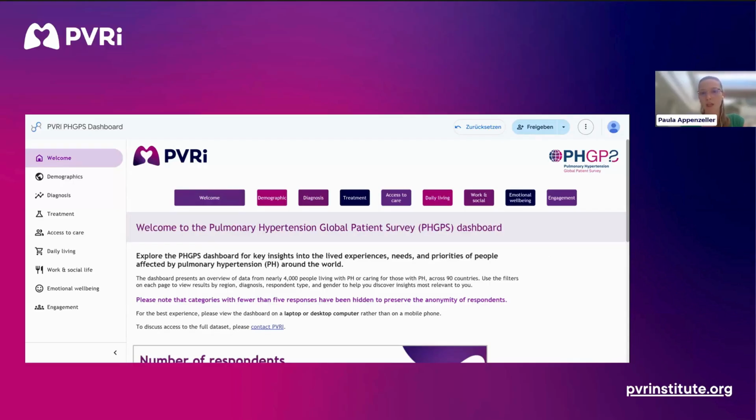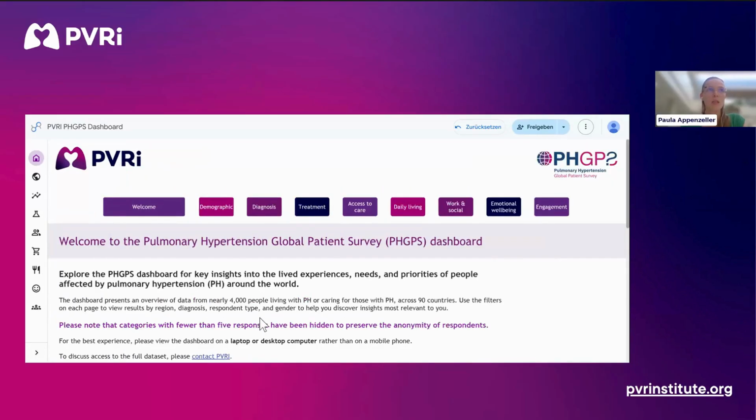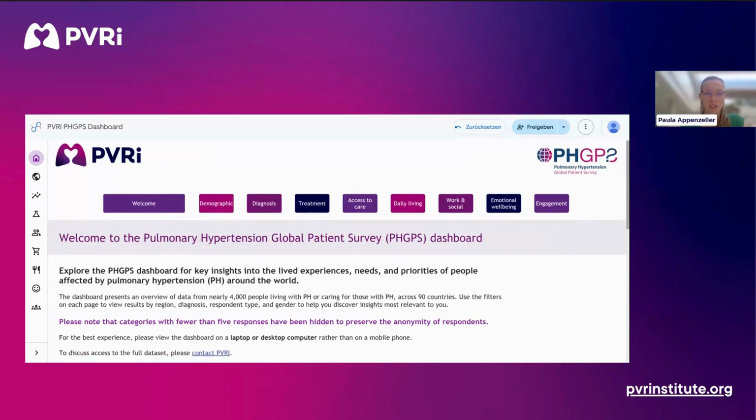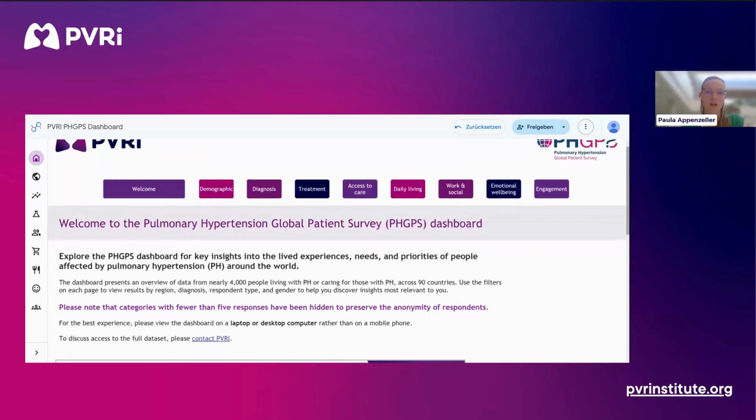You see the bar at the top where you can navigate, and to the side on the left where you can click through the different sections of questions. I'm going to collapse this bar to have a little bit more space. There's a subset of questions from the PHGPS that were included in the dashboard. It's not all of the questions, but it's quite a good overview of the different topics. If you want to discuss the full data set, you can always contact the PVRI to get more information.